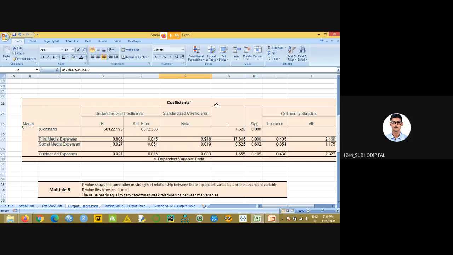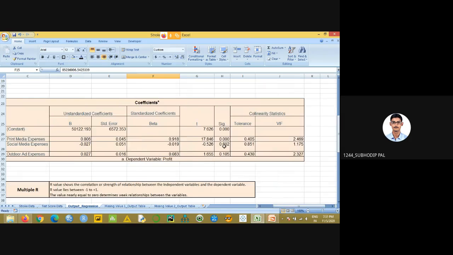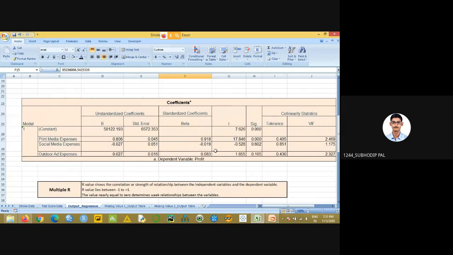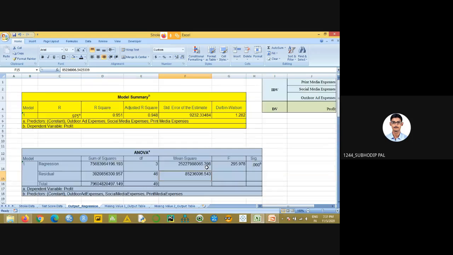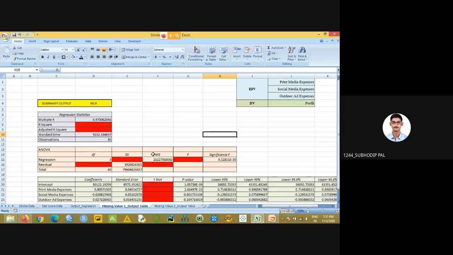Next is the coefficient table. In the coefficient table, you can find so many things. If we perform regression through Excel, you will not get all these values. So what I was talking about, we know how to calculate R square, right? You all know how to calculate R square. Yes. Okay, then do it.